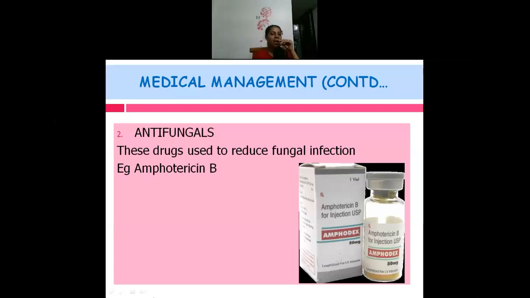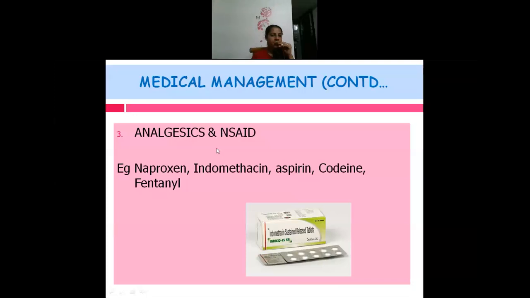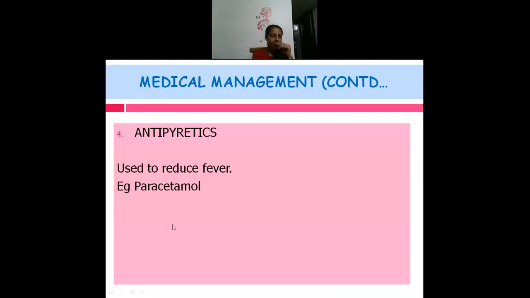Next, analgesics have to be given in order to reduce the pain. Commonly indomethacin, aspirin, codeine and fentanyl can be given. Next, to reduce the fever, we can give antipyretics to the patient, like paracetamol.